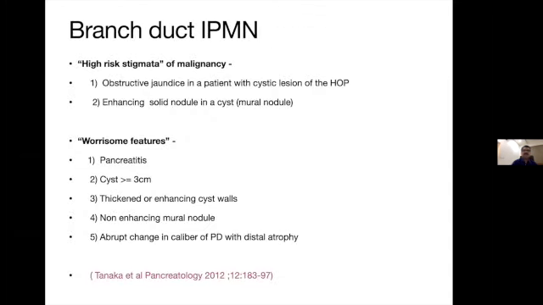So what about the branch duct IPMN? The risk of malignancy is less, but there are some high-risk stigmata of malignancy described, like obstructive jaundice occurring in a patient with a cystic lesion in the head of pancreas, or an enhancing solid nodule in a cyst or a mural nodule. That is an indication for resection in branch duct IPMN. And there are some worrisome features described, like pancreatitis, cyst more than 3 centimeter, thickened or enhancing walls, non-enhancing mural nodule, abrupt change in caliber of the pancreatic duct with distal atrophy, or elevation of tumor marker like CA19-9. These are all worrisome features in branch duct IPMN.